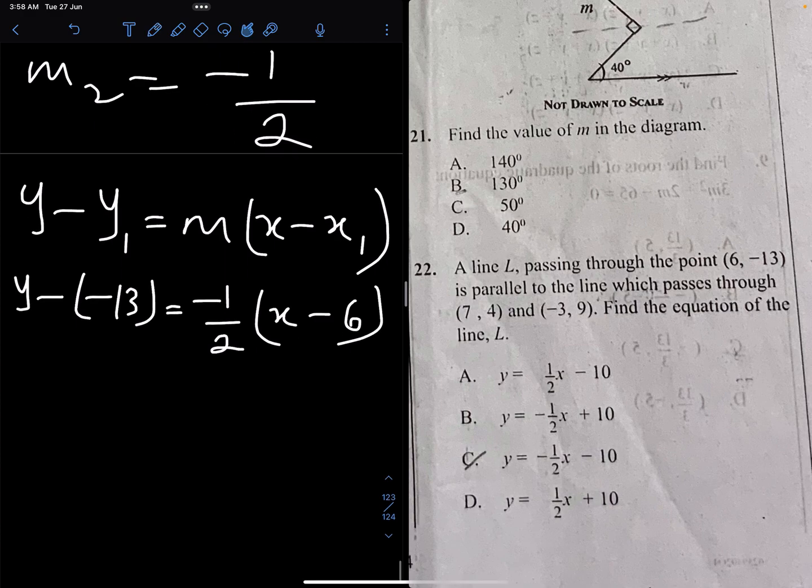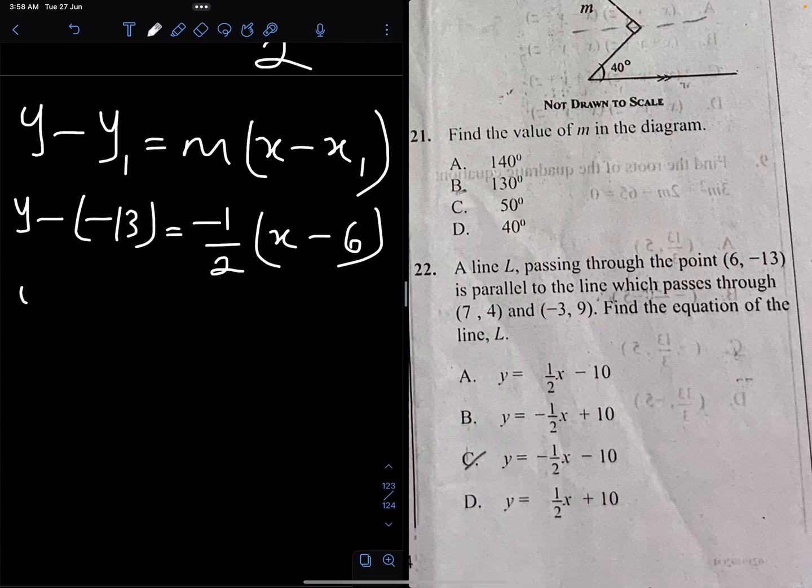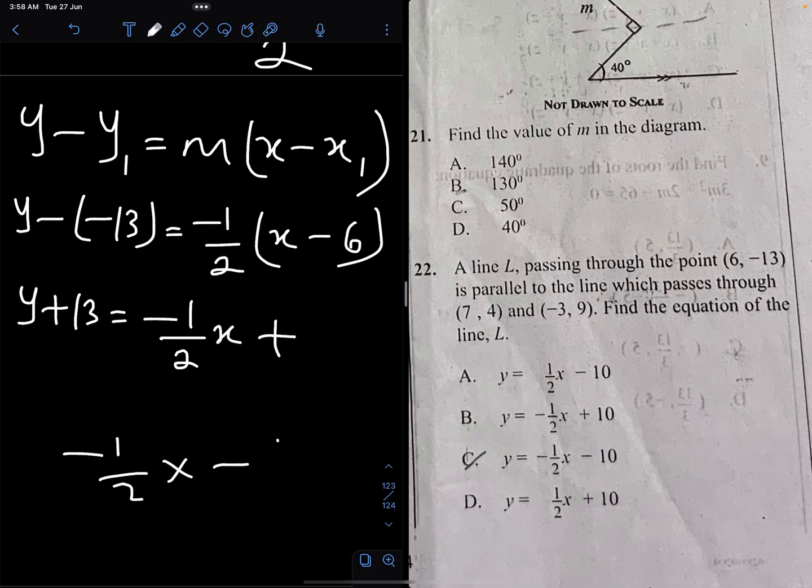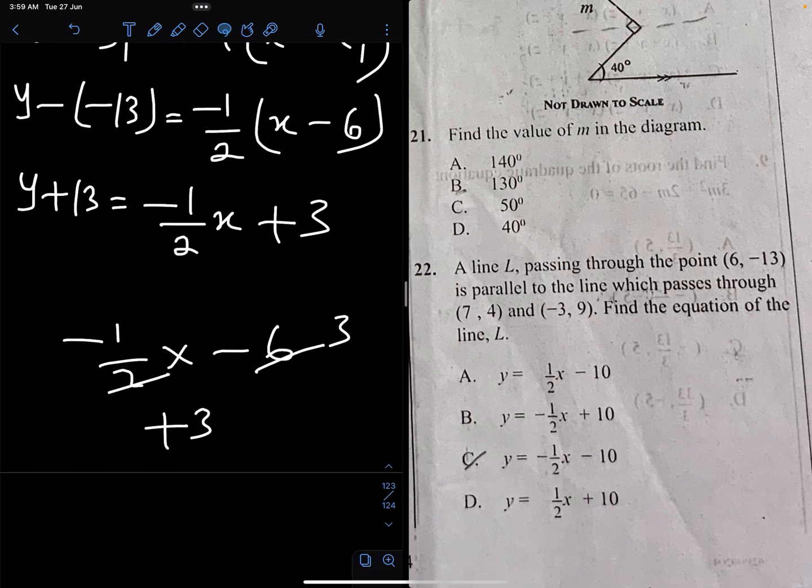And that simply means y plus 13 equals minus 1 over 2x plus, now if you do minus 1 over 2 times minus 6, 2 here 1, 2 here 3, and minus 1 times minus 3 is plus 3. Okay, so that's 3.